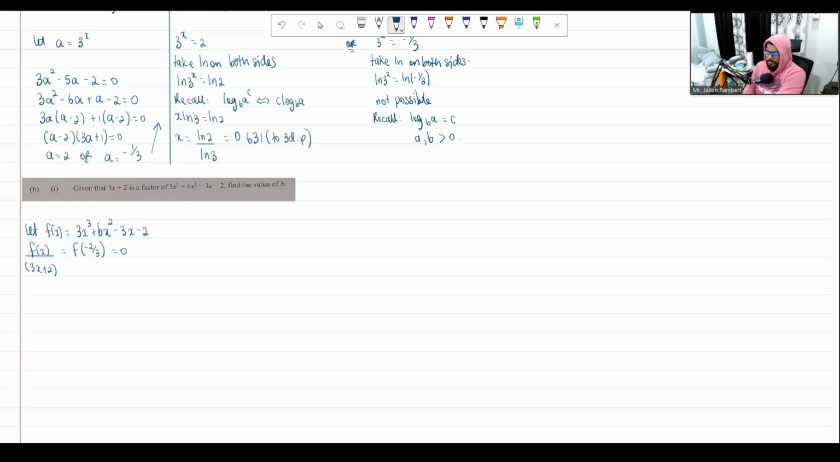Now, I'm using the factor theorem, so I'll recall the remainder and factor theorem. So I'll recall, if any polynomial f of x is divided by x minus a, the remainder is f of a.